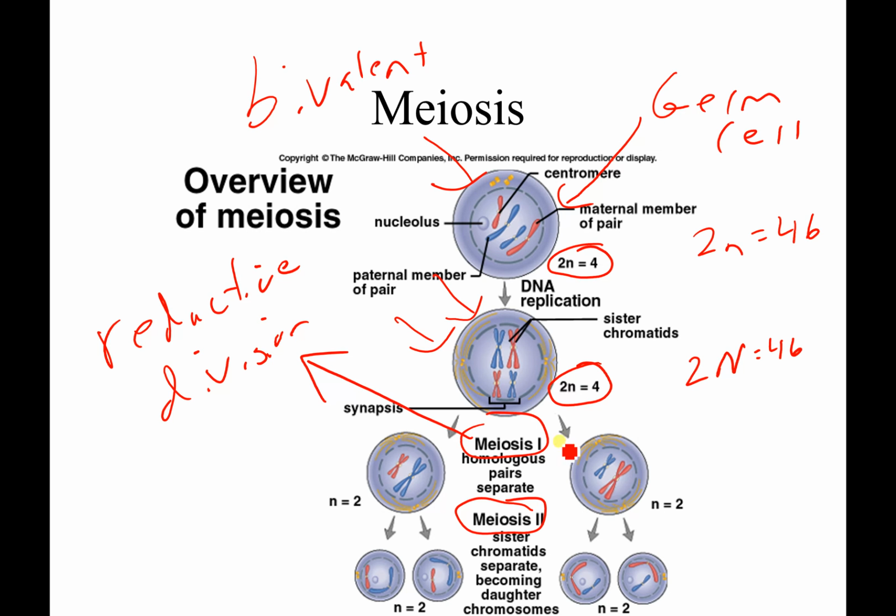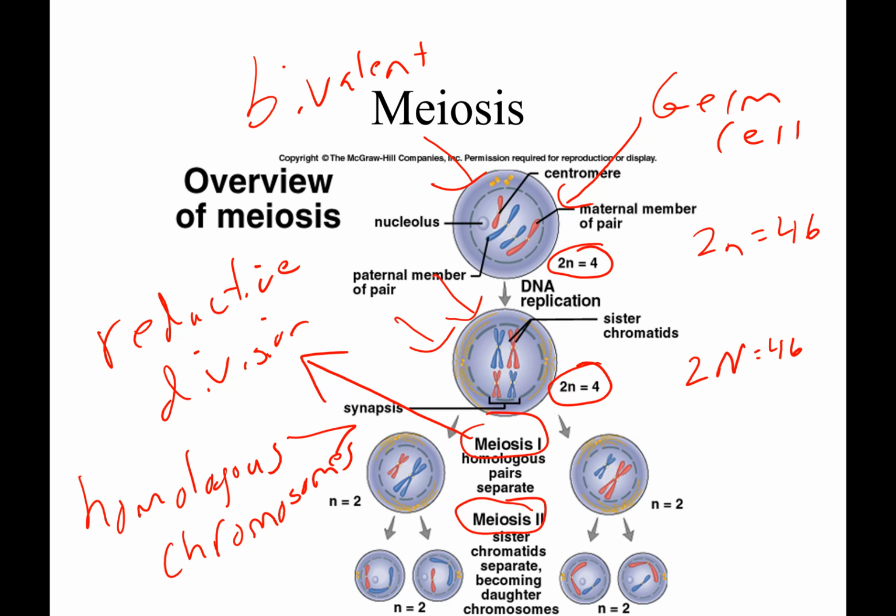So notice what happens in meiosis I. The homologous chromosomes, and that's another important word, homologous chromosomes. Sometimes you'll see them called homologs. Those are the chromosomes of the same type. So they have the same genes in the same order on those pairs of chromosomes. They may have different versions of those genes. They may have different alleles, but they control the same traits.